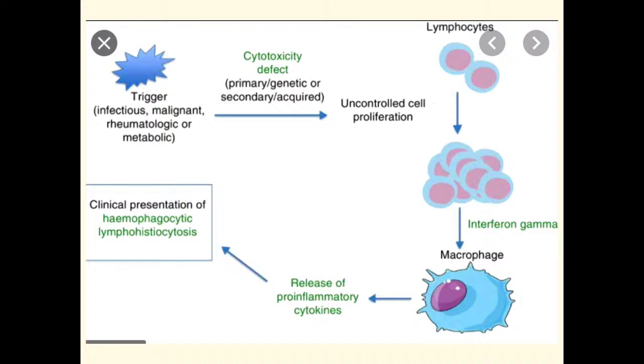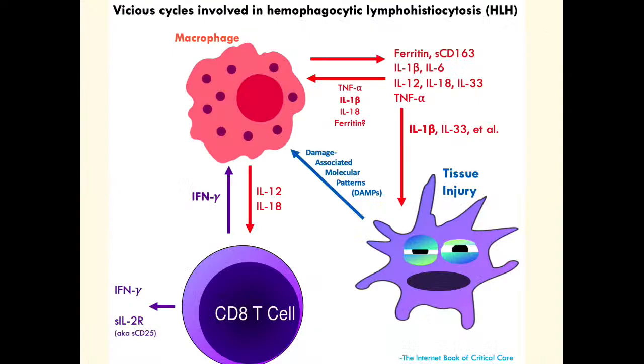So other than these congenital forms of perforin mutation, we also have acquired forms of this disorder, and this means some infections, mostly viral, like Epstein-Barr virus, can also promote this defective overactivation of T cells, which will lead to release of interferon gamma, and this will lead to development of clinical presentation of these disorders.